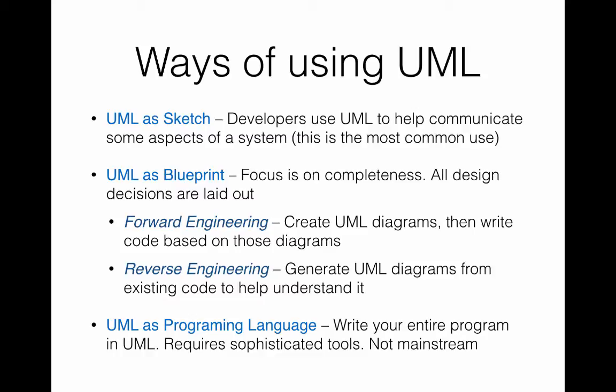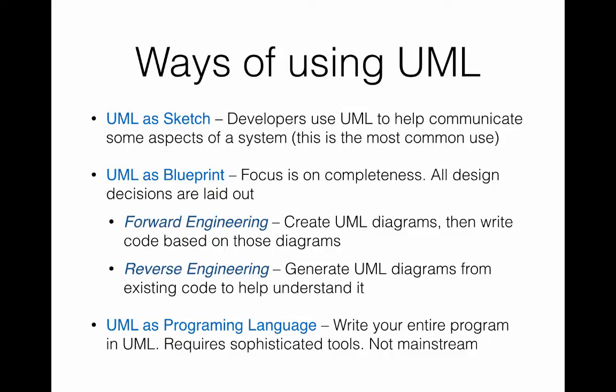There are three ways of using UML: as a sketch, as a blueprint, and as a programming language. The most common way of using UML is as a sketch. Developers quickly diagram some aspect of the system on a whiteboard. Someone takes a picture of it with their computer or their phone and uploads it to some central repository as a reference document that is not meant to be kept up to date with the system.